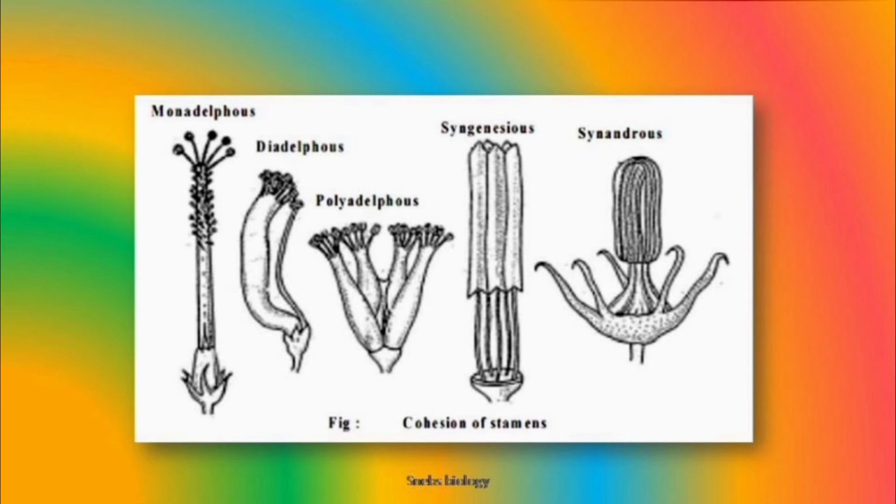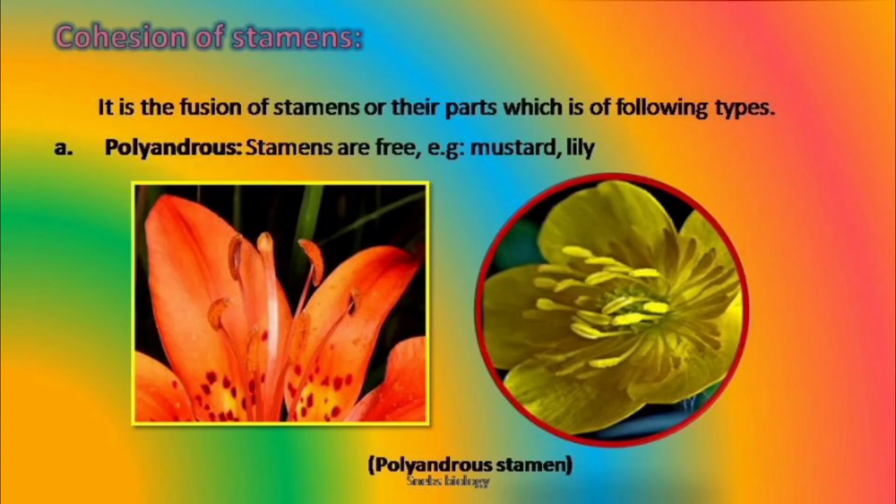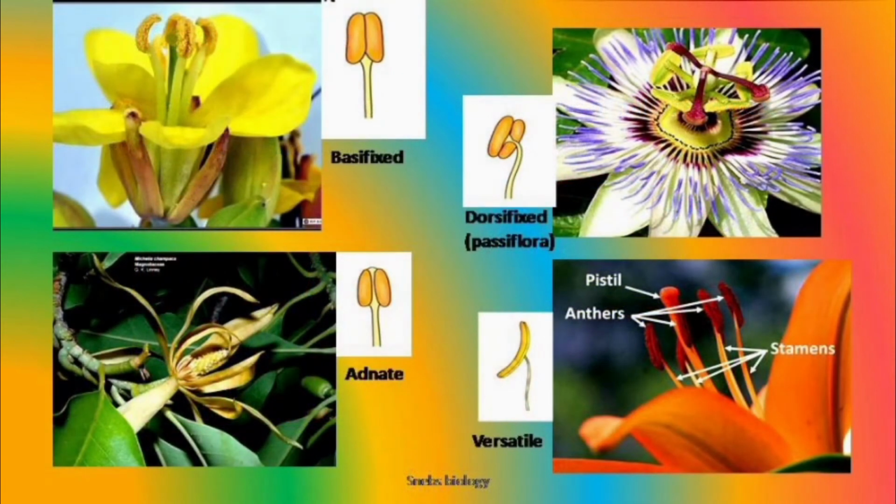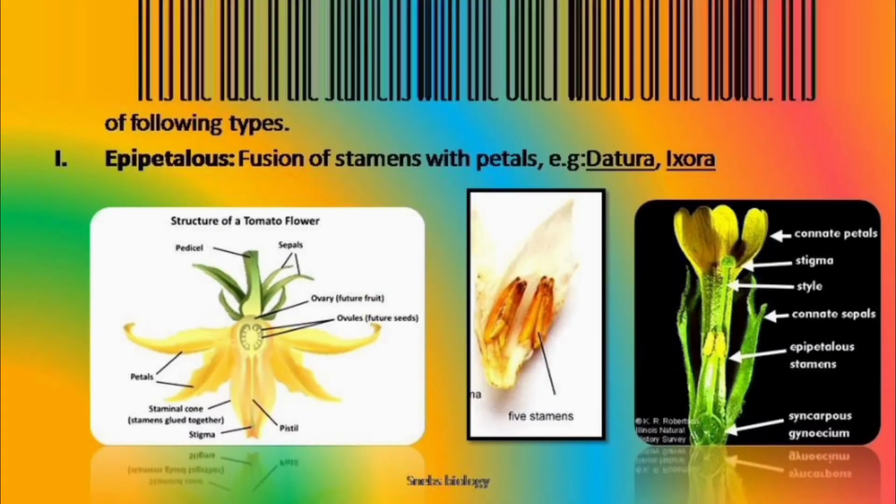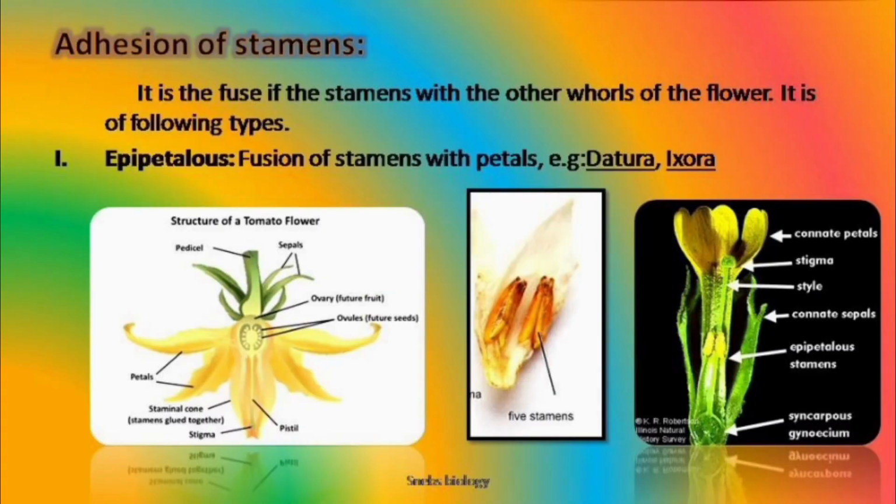So there are three important fused conditions, but in this case we have to remember what is fused. If it is free, then all the anthers and filaments will be free and we will call it polyandrous. Clear? So we have seen the terms which were used for the fused condition, free condition as well as for the attachment of anthers to filaments. Now if the stamen is attached to some other whorl, then there can be certain conditions. This is known as adhesion of stamen to other whorls.